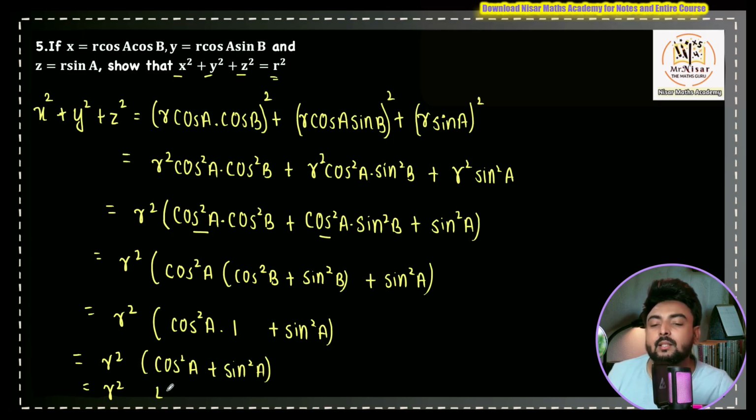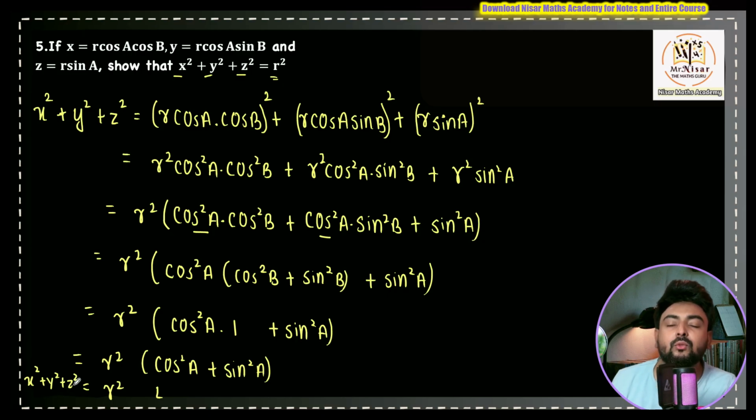So this is equal to the given thing. So I can say that x square plus y square plus z square is equal to r square. I hope it is quite clear to you. Let's go ahead for the next question. See what we did in this question, children: we squared x, we squared y, and we squared z, and then the sum of all this came to r square. I hope it is quite clear.